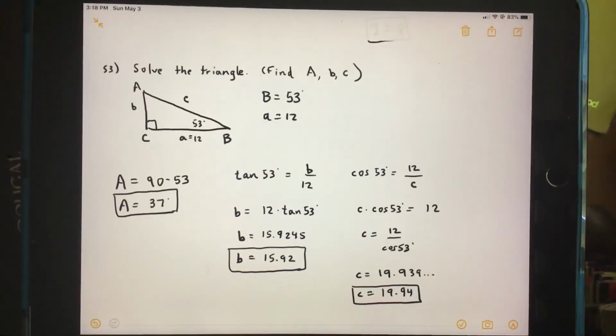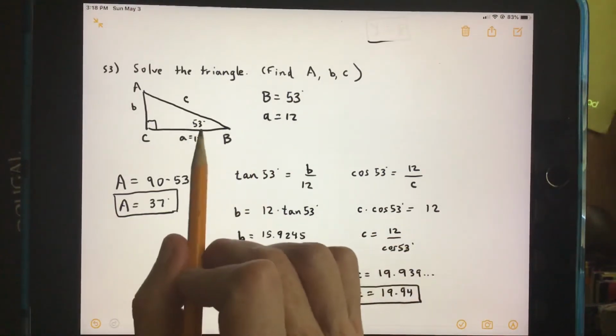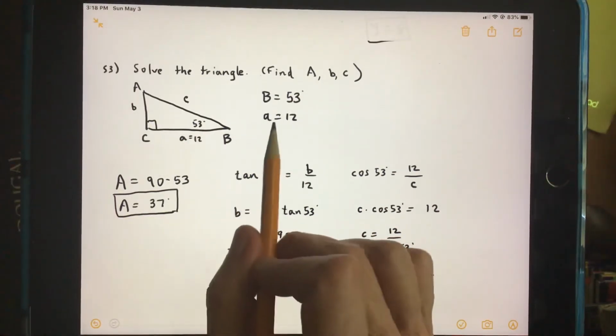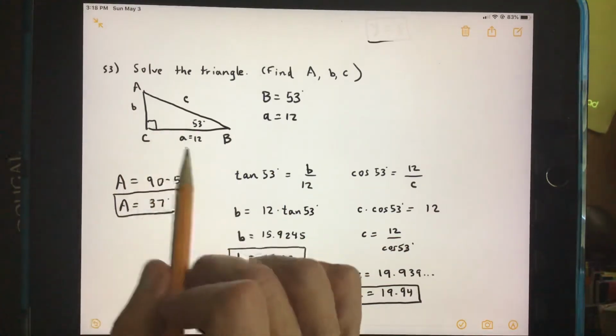So if we're solving this right triangle, we're given 2 pieces of information. We're told that angle B is 53 degrees. I've already marked that in. We're told that A is 12. So that's the side opposite angle A.